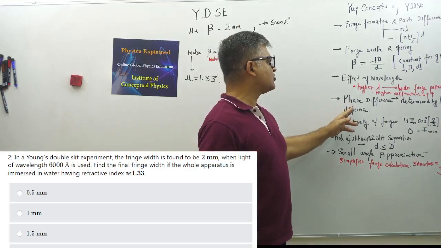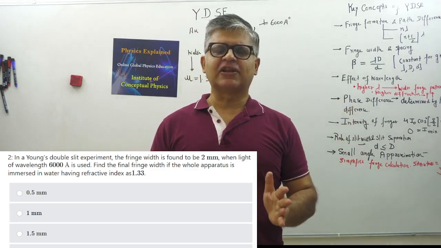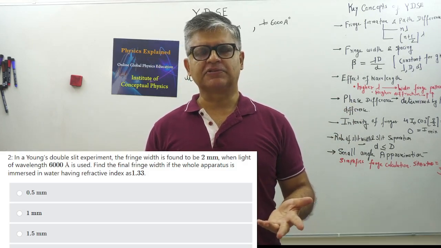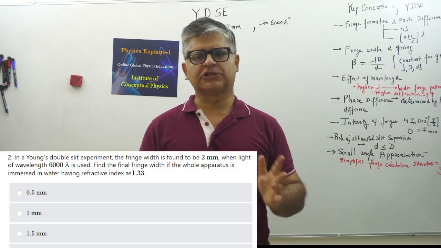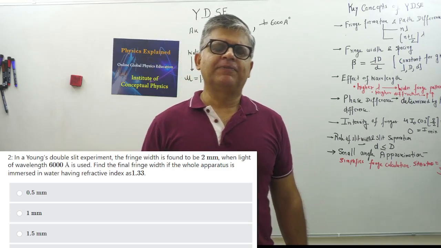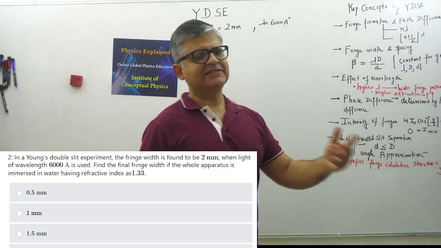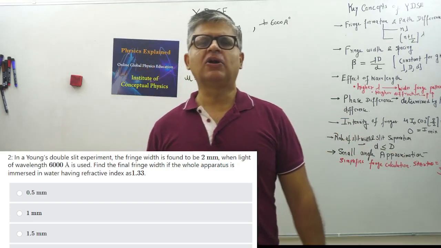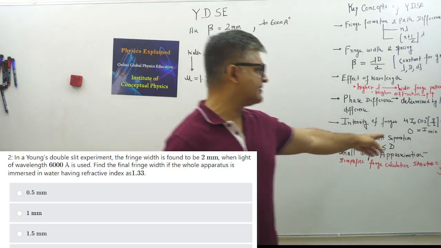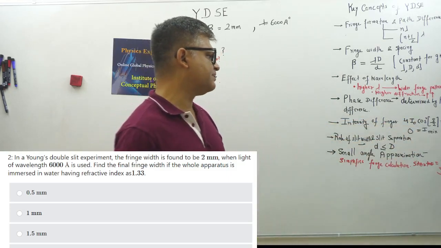Now let's talk about the phase difference. The phase difference is calculated using the path difference in the YDSE. So you know the conversion: 2 pi by lambda into delta x will give you delta, which is the phase difference. Intensity is given by 4 I naught cos square delta by 2. You can see the expression for the maxima, and for the minima it is 0.